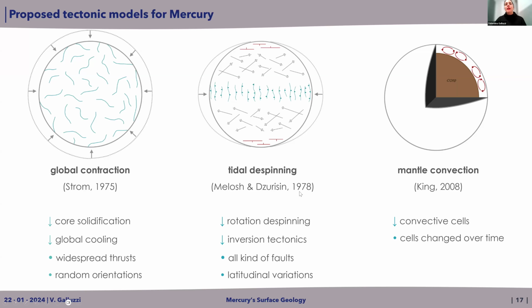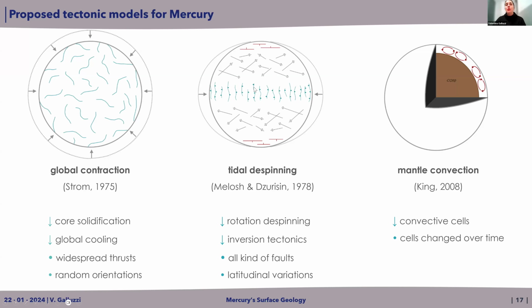during the Mariner 10 era, they started to think about the tidal despinning model that foresees a rotation despinning of the planet, an inversion of the tectonics, where we had the equatorial bulge of the planet. So we had the equatorial bulge of the planet because the planet was rotating very fast. Then it suddenly had the despinning and a tidal break because some event that happened on Mercury, and this caused the inversion of the tectonics at the equatorial region.